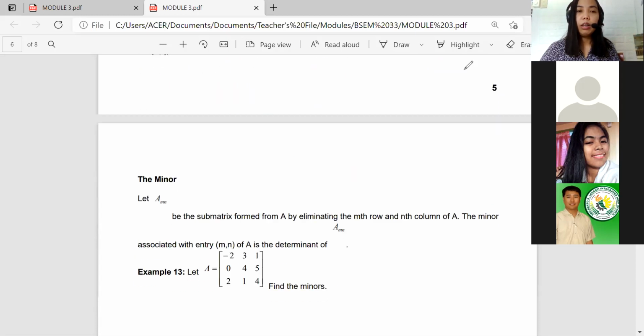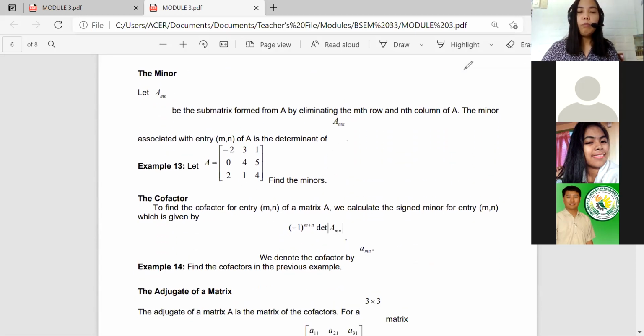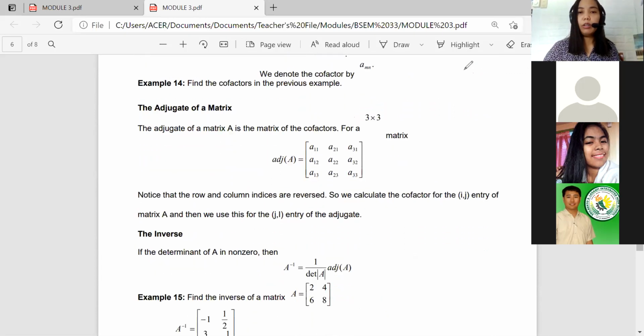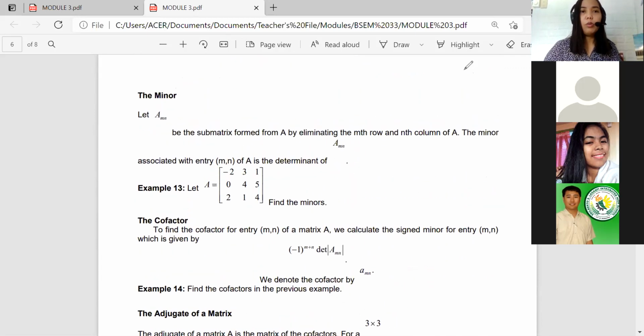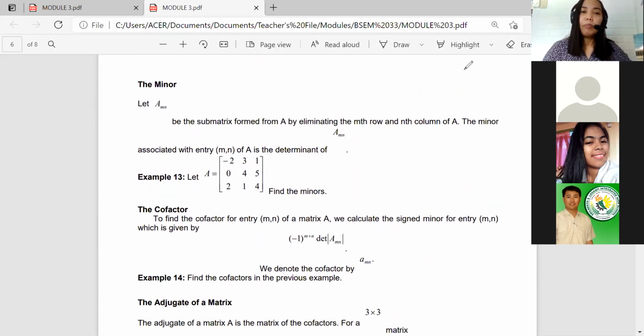Don't forget. Okay? So, before we discuss adjugate, you need to have first the minor, the cofactor, and adjoint or adjugate. Because to find the inverse of a matrix, that is 1 over the determinant of the given matrix multiplied by the adjoint of the given matrix. So what do we mean by minor?